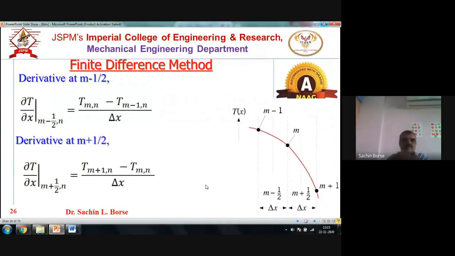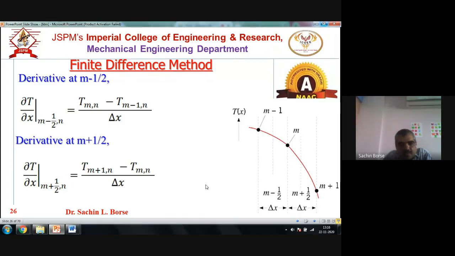Now, as we know, our interest in conduction is the second-order del square T by del x square equation. So we have to find its equivalent finite difference equation, an algebraic equation. What I'm doing here is writing the derivative, that is del T by del x at m minus half, n. Now you can see in the diagram, the first node is m minus 1, the middle node is m, then the next node is m plus 1.